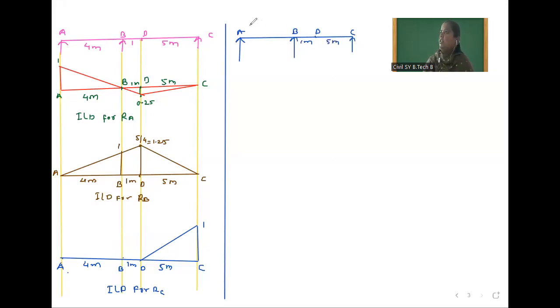Now we will mark here Z location. Suppose Z at 2 meter from A. So this remaining distance is also 2 meter because total span is 4 meter. So first condition is Z at 2 meter from A. For this we will draw ILD for shear force and ILD for bending moment, and after that we will check in between B to C. Okay, so first we will draw for this.